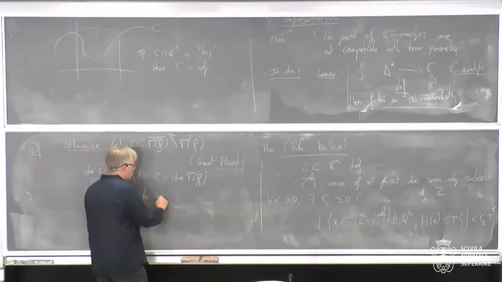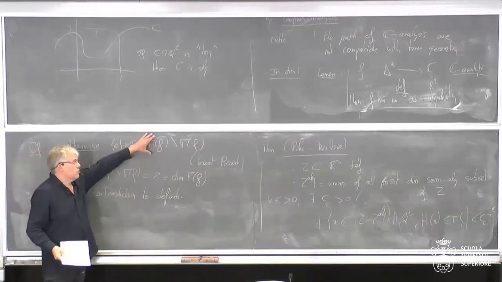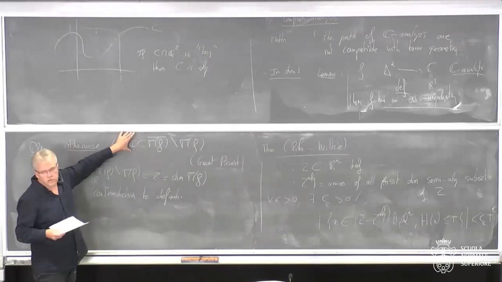Definability in some o-minimal structure. Yeah. So by the great Picard theorem, you know that if you look at the closure of the graph of F, because there is an essential singularity at zero, you will have this in the closure. So it will be in the boundary.